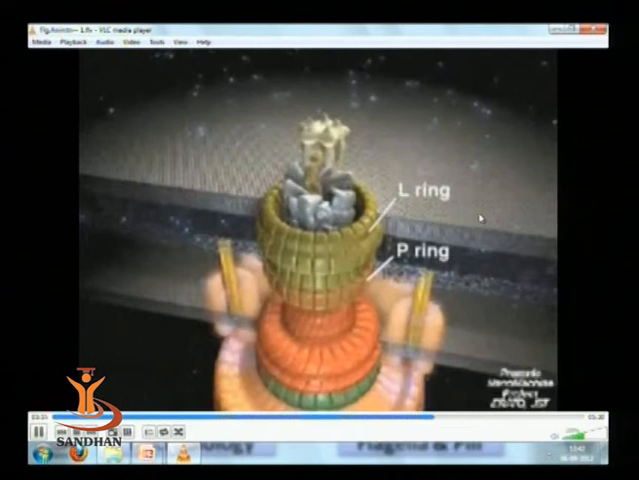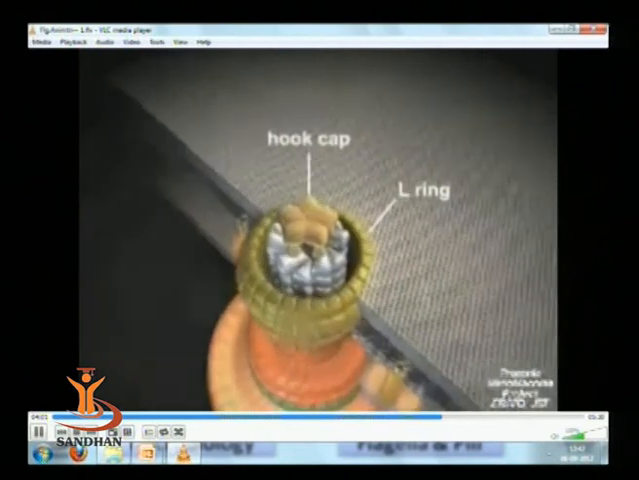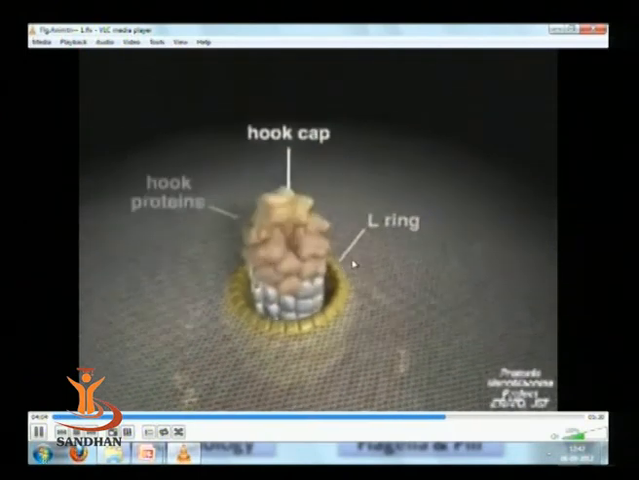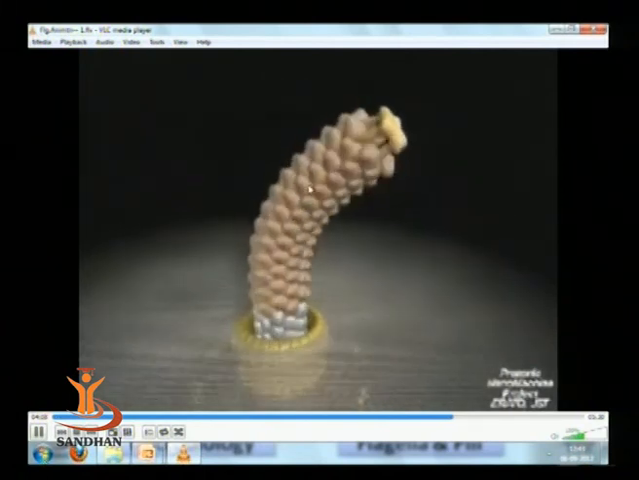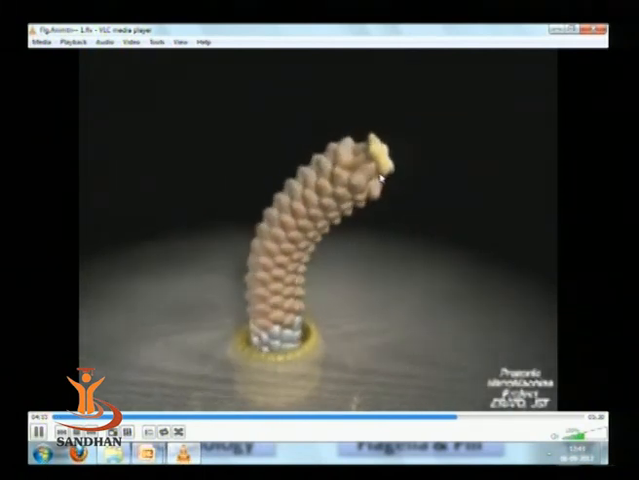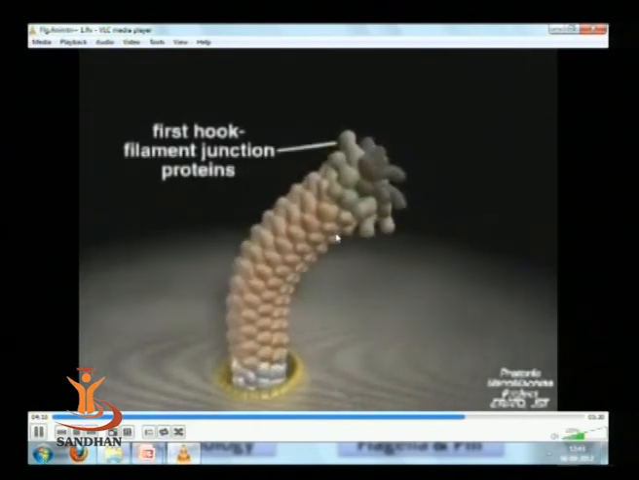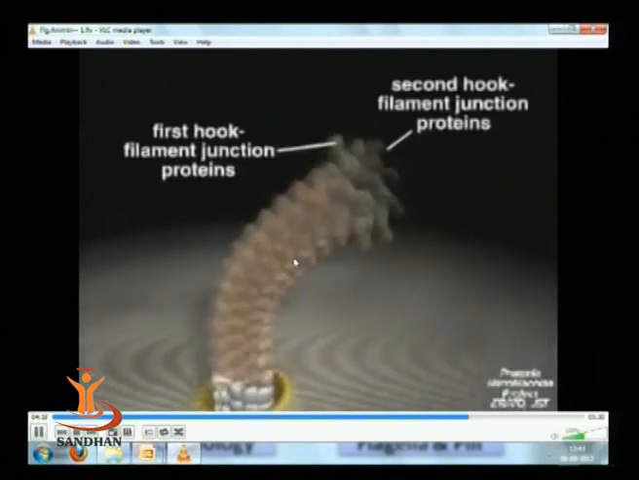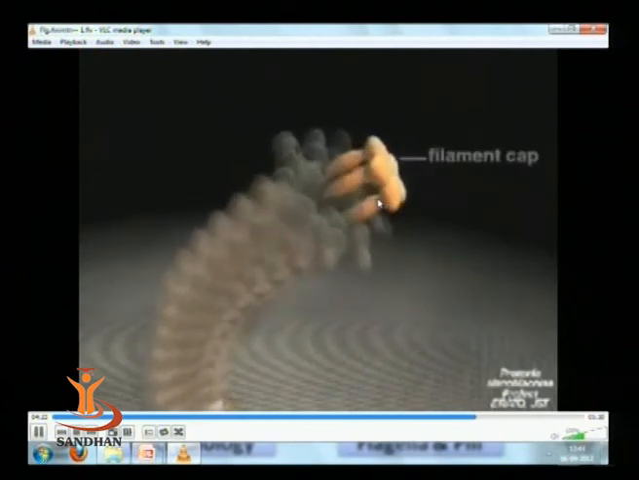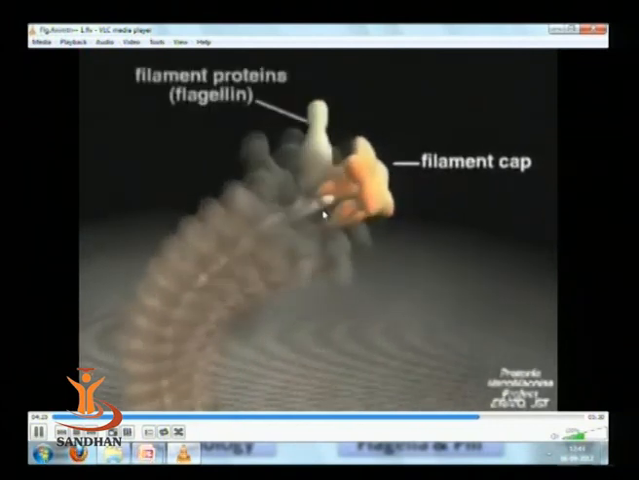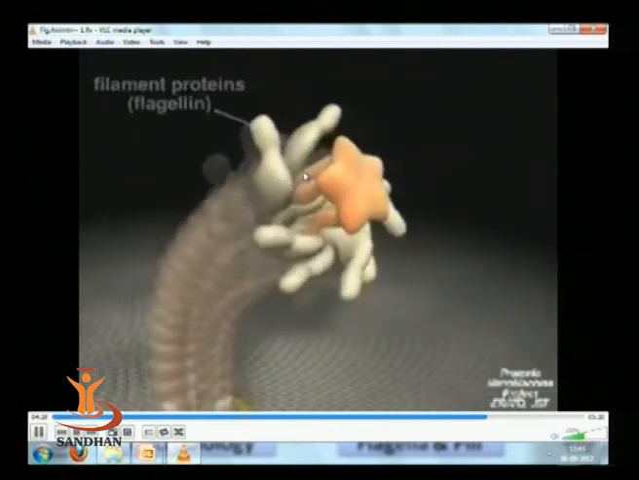And now we will start the synthesis of the hook. Look, the hook is in the process of being synthesized. The hook protein units are being added, and once the hook is complete, you can see the hook cap has been removed. What now will happen is the synthesis of the filament. I told you in the beginning that the flagellum grows at the tip. That is, the flagellin units are always, the fresh unit is always added at the top.